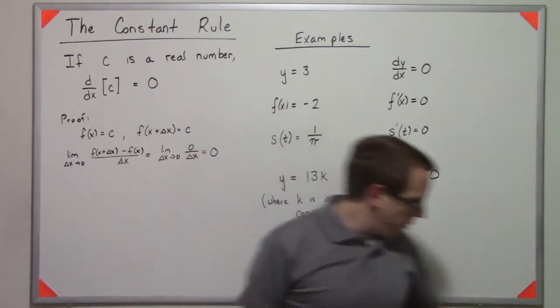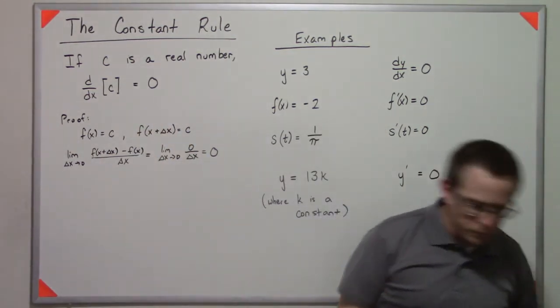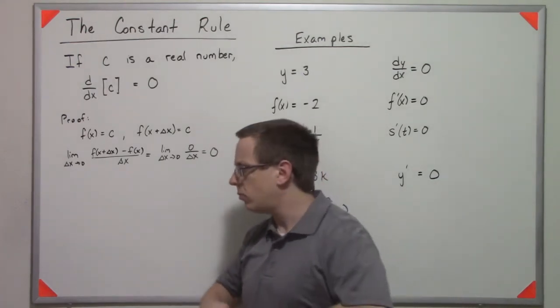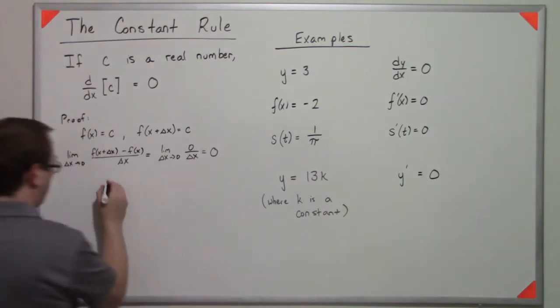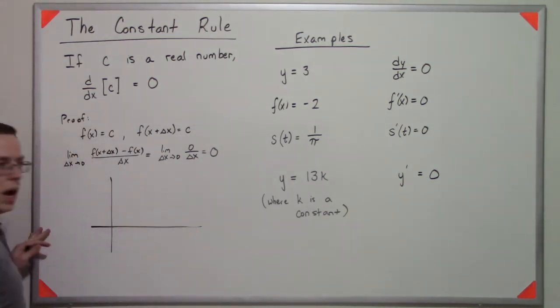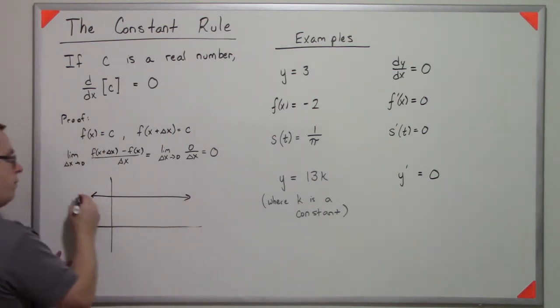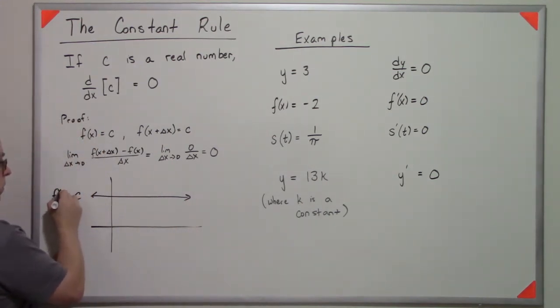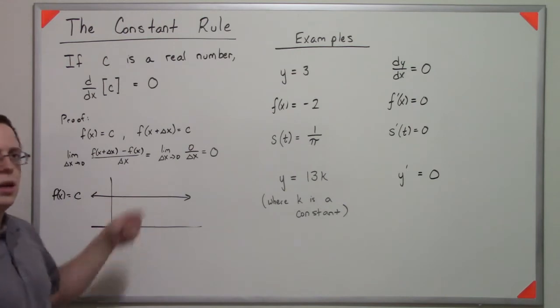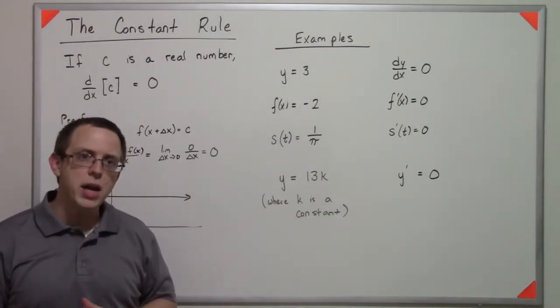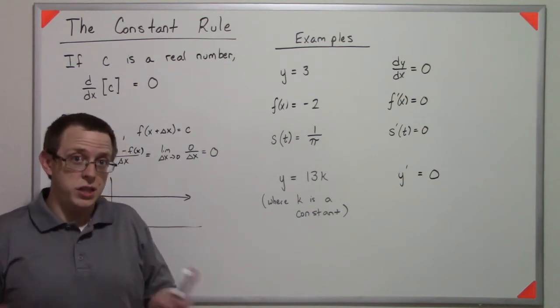And a visual representation of this is that if you think about the derivative as that rate of change, and you have some sort of graph here, and you have some sort of constant line. If it's constant, it never changes. So if it never changes, its rate of change is 0.